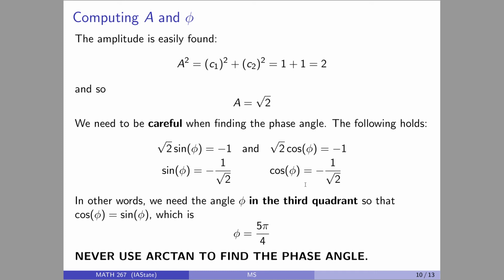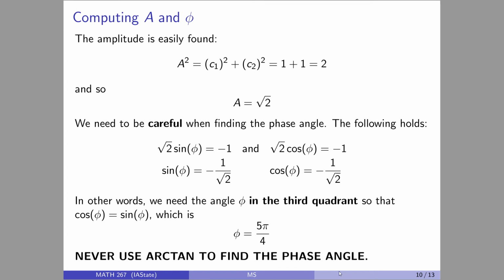So note specifically, this example that I used is in the third quadrant. So if you arctan this, you wouldn't have gotten 5 pi over 4. What would it have told you? It would have given you pi over 4, right? Because if you divided these out, you would have gotten positive 1.